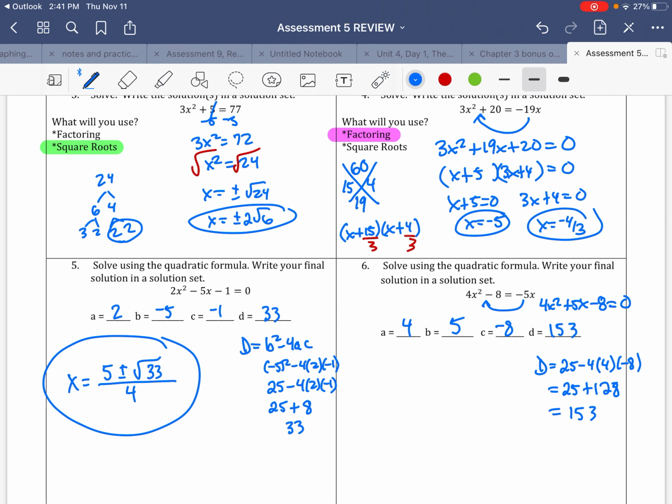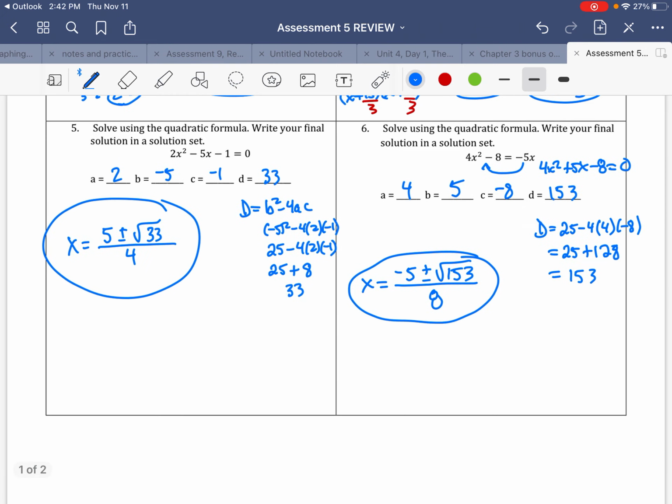All right, so here we go. So my quadratic formula is x equals big fraction, opposite of b, so negative 5, plus or minus a square root. I got that 153 already, over 2 times a, so 2 times 4 is 8. And that is finished.